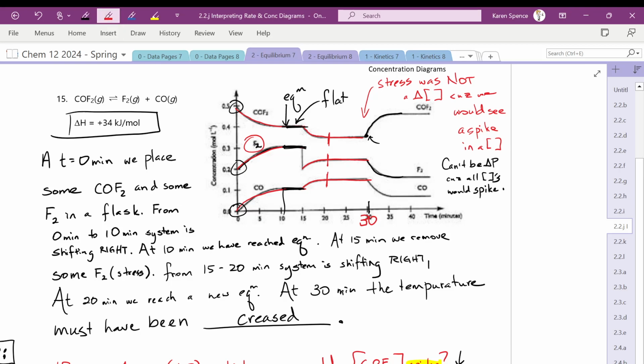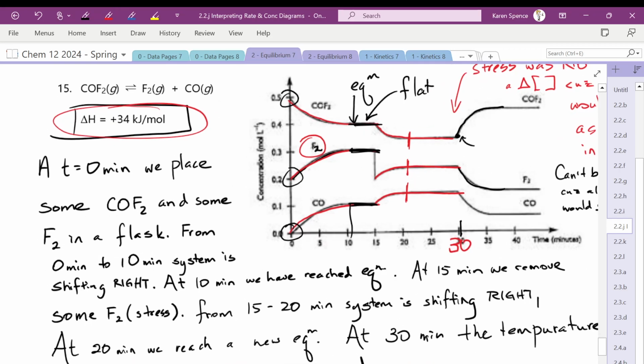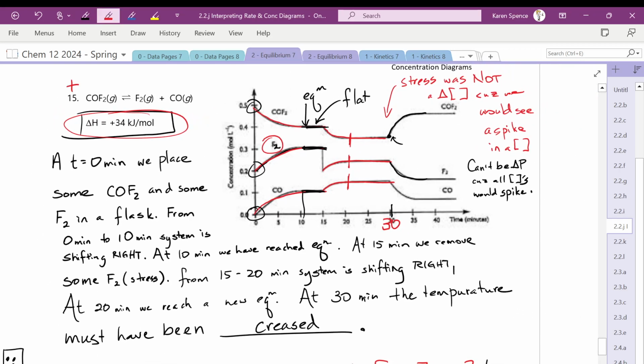One thing that it's always a good idea to do is to put your heat term into your equation. Does the heat term go on the left or the right? On the left. And which direction did the equilibrium shift at 30 minutes? At 30 minutes, the system shifted which direction? Shifted left.